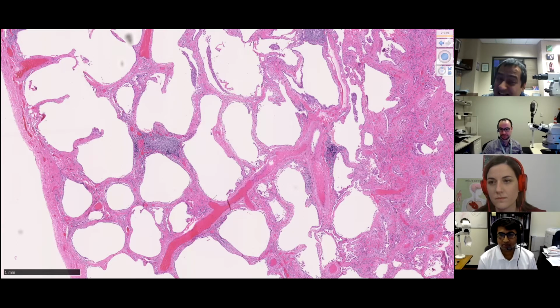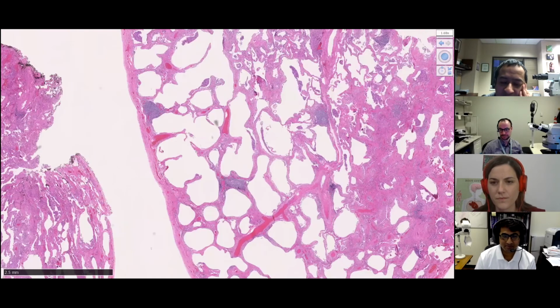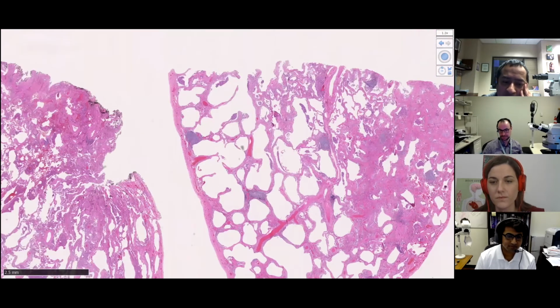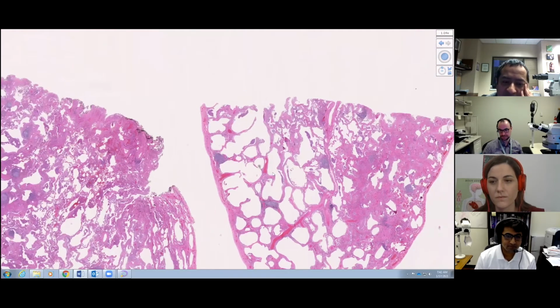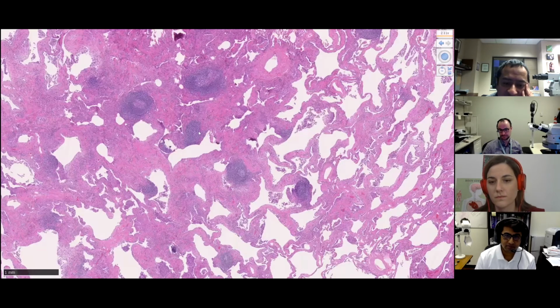Now, I acknowledge this case has a lot. There are so many, you can see it at low mag. So it's certainly reasonable to think about a CTD-ILD, but I'm actually more in line with Irene's suggestion that at least some of that fibrosis is SRIF, it's not NSIP.